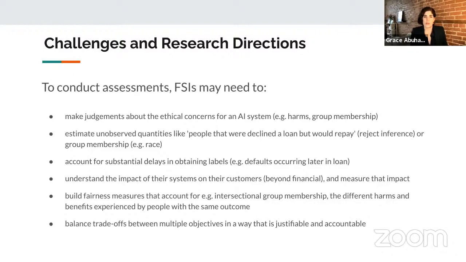Now, these challenges matter because they impact the potential severity of the harms to the customer and to society. Given that we're short on time, we'll answer some questions about the research in the chat. And if you have any research that you'd like to bring to our attention, we're all ears as well.